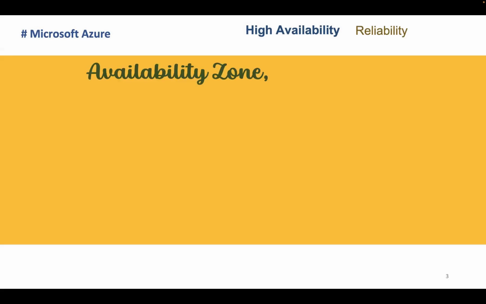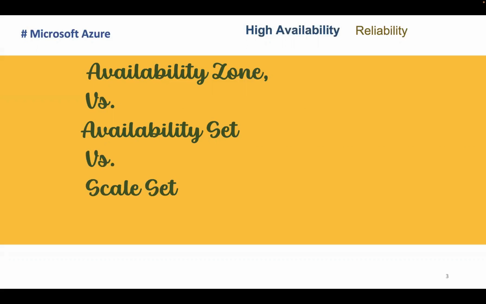Hi there. Today we will discuss a very important concept related to high availability solutions on Azure. This solution also implements reliability on your cloud platform. To implement this kind of solution, you need to understand Microsoft Azure's most important concepts like Azure Availability Zone, Availability Set, and Scale Set, which play a key role in implementing HA, that is high availability, for Azure VMs.